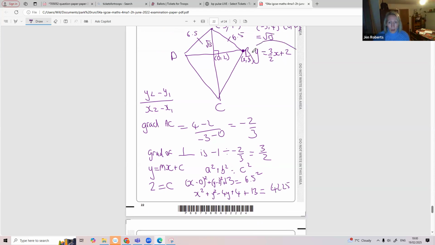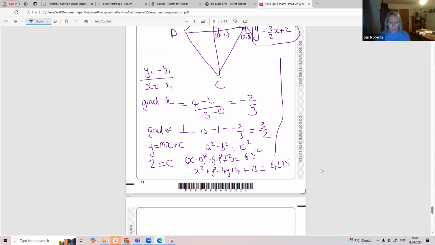So we can now sub this into here. We've got x squared add 3/2x plus 2 squared minus 4 bracket 3/2x plus 2. I'm going to take off my 13 and my 4 from the other side now. That gives you 25.25. Just check that.